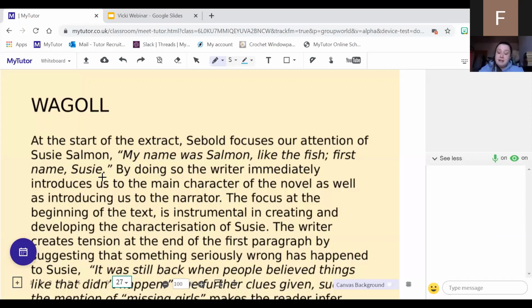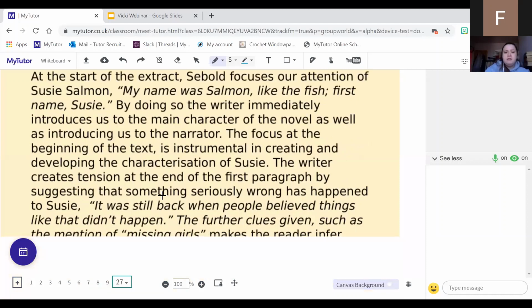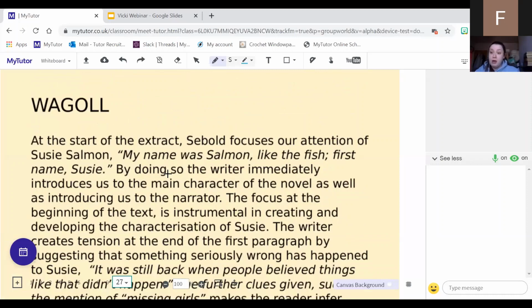The writer creates tension at the end of the first paragraph by suggesting that something seriously wrong has happened to Susie: "It was still back then when people believed things like that didn't happen." So I'm talking about tone, mood, pace a little bit, I suppose, and then I'm saying why I think this happens. The further clues given, such as the mention of missing girls, make the reader infer that we are going to find out how and what happened to Susie.